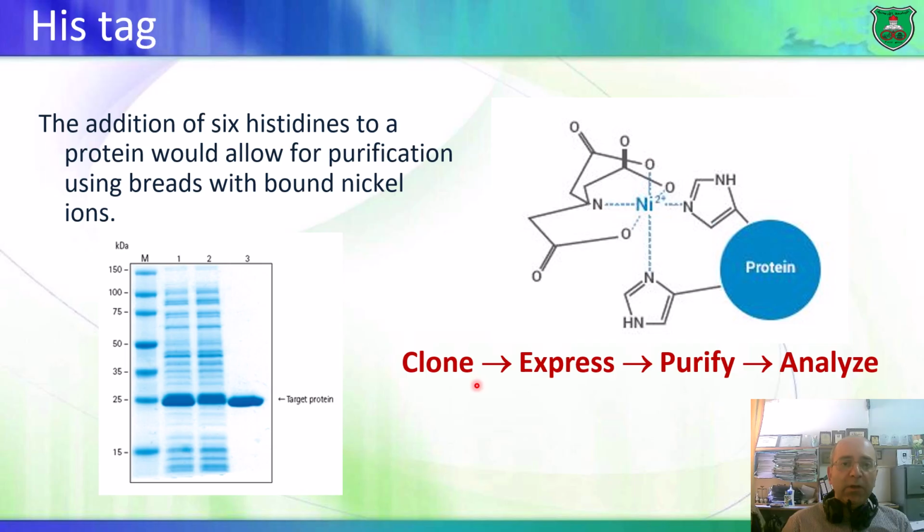So simply we can clone our gene into a plasmid. We recombine it into a plasmid. We insert the plasmid inside bacterial cells. Bacterial cells express the protein of interest. We purify the protein using something like affinity chromatography, and then we can analyze it using gel electrophoresis.